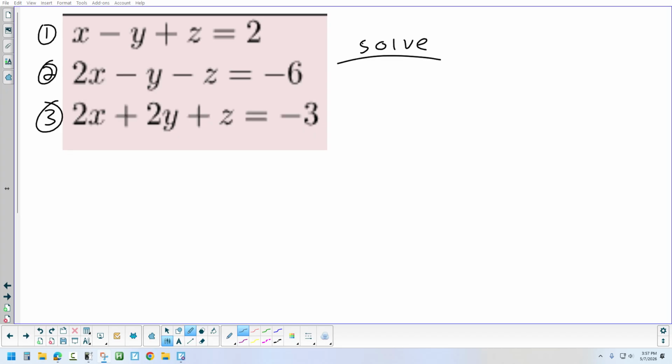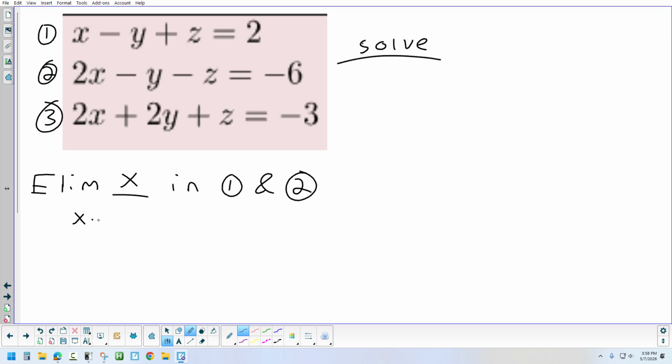Okay, so the last problem, they've given us a system of equations with 3 variables and 3 equations. So our first step is to pick 2 equations and then eliminate one of the variables in those 2. So what 2 equations do you want to work with first? 1 and 2. All right. So we're going to eliminate one of the letters in equations 1 and 2. What letter do you want to try to eliminate? x. Okay, so let's eliminate x.